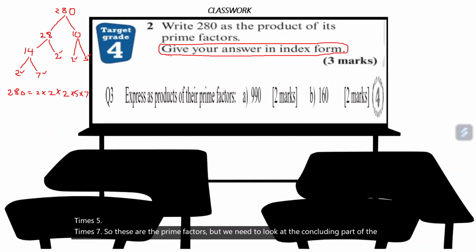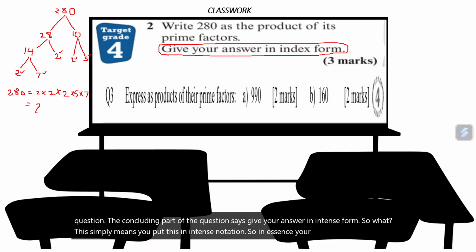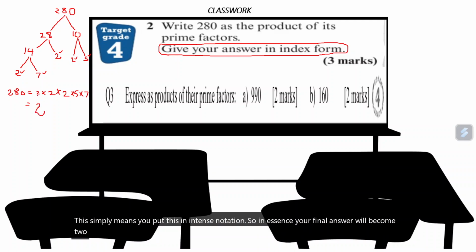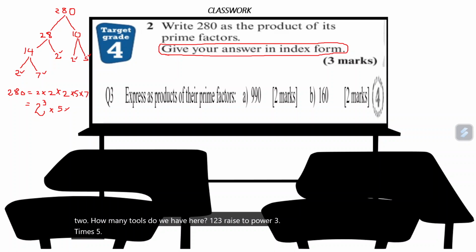The concluding part of the question says, give your answer in index form. What this simply means is you put this in index notation. So in essence, your final answer will become 2. How many 2's do we have here? 1, 2, 3. Raised to power 3, times 5, times 7. This is our answer.